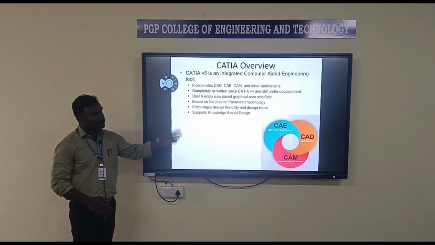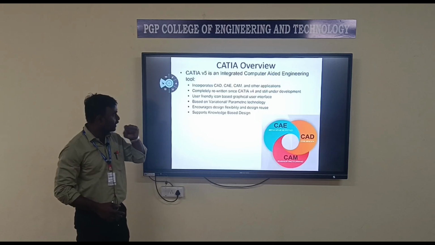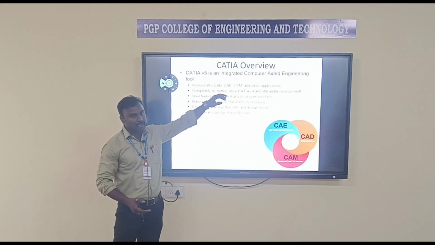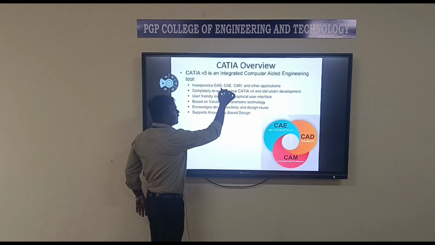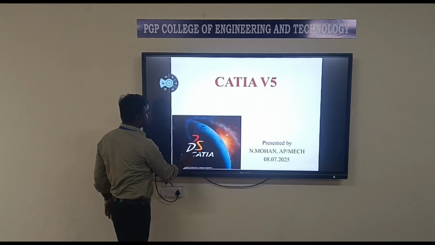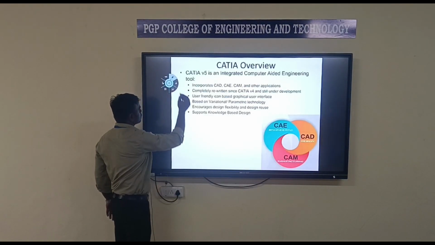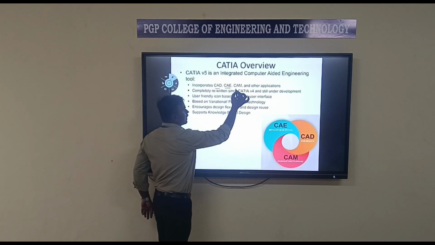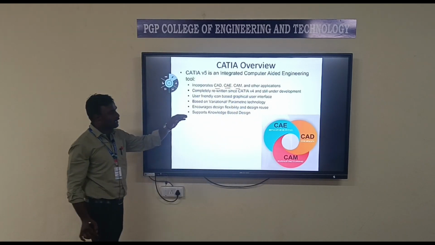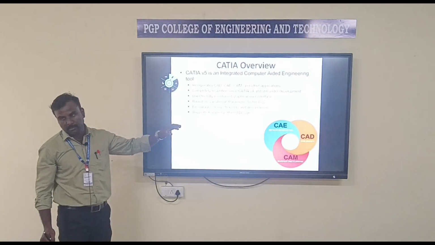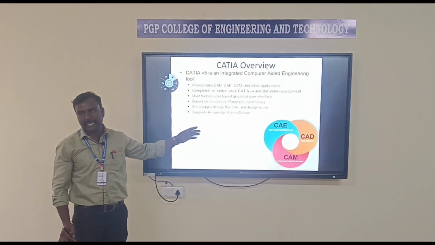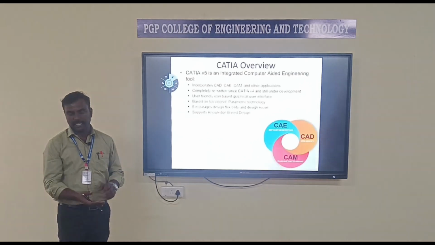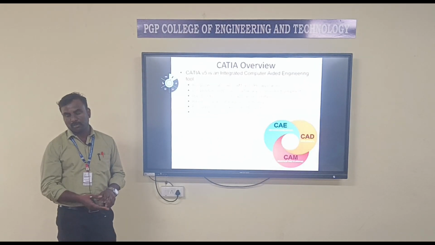This CATIA is incorporated with three kinds of systems: CAD, CAE and CAM. It incorporates these three types of applications. First, we already know what CAD is. CAD is also known as sketching, drafting and modeling software.